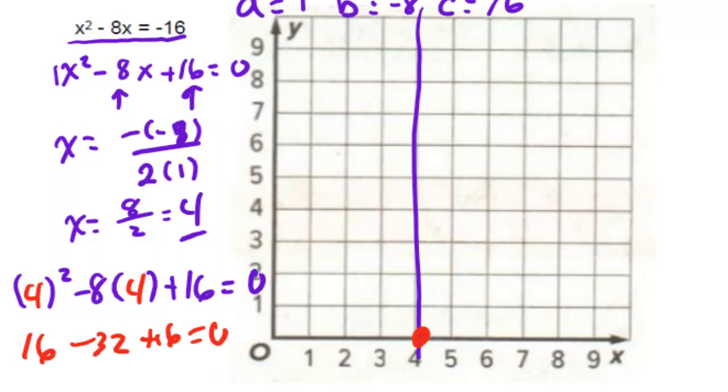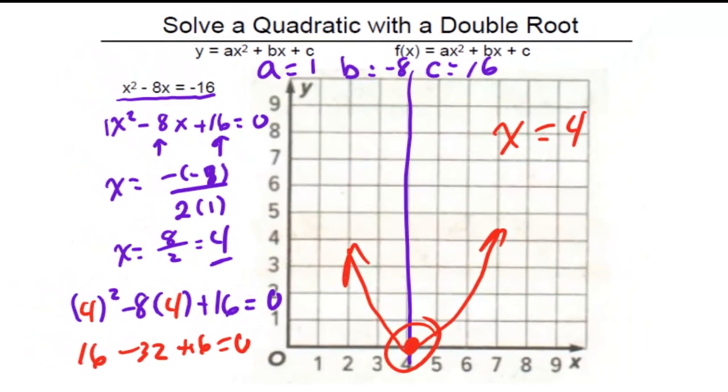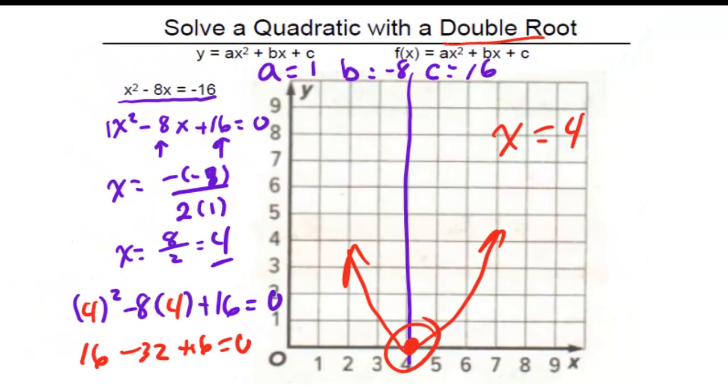So my vertex is right here. And my graph is going to curve this way. And because the vertex is right on the x-axis, that has a double root. And the solution is x equal to 4. And we call it a double root because the vertex is right on the x-axis.